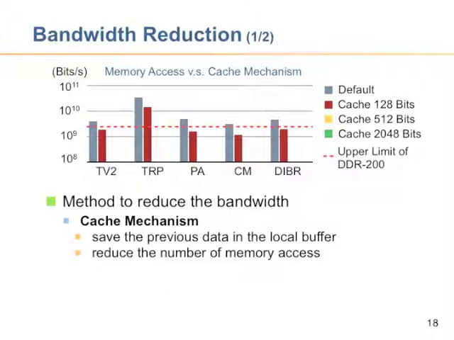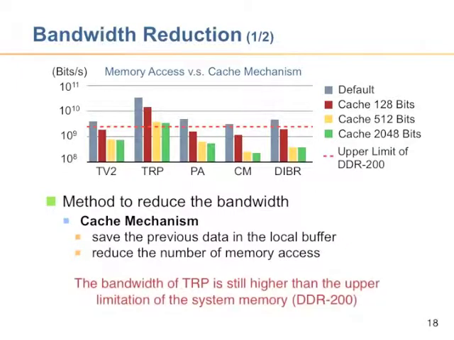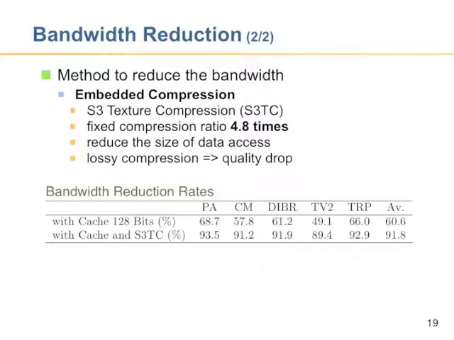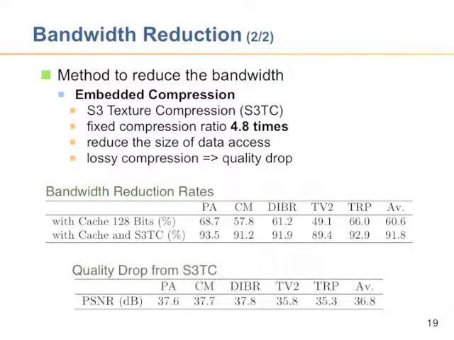For a limited bandwidth constraint, we introduced cache mechanism to save the previous data in local buffer and reduce the number of memory access. However, the bandwidth of Tennis Replay is still higher than the upper limitation of the system memory. To solve this problem, a S3 texture compression technique with fixed compression ratio is embedded in our IBR engine.